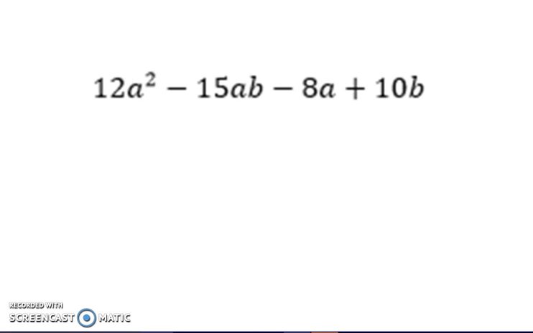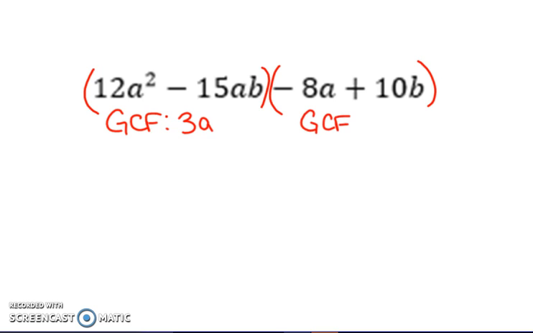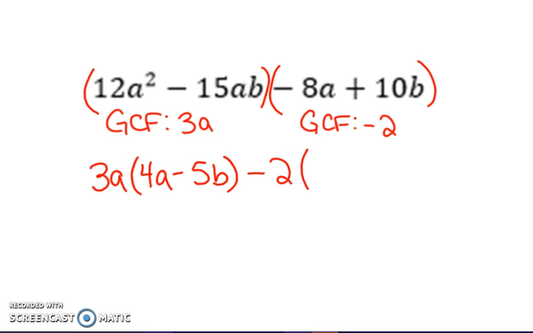Our last example, again, in this case we can't pull anything out from all of them, so we're going to factor by grouping. I'm going to group those together and group those together. Well, from my first set, I'm going to pull out a 3a, and from my second set, I'm actually going to pull out a negative 2. That way my first term can be positive. You could also pull out a positive 2, but I like to pull out the negative to keep my first term positive. If I pull out a 3a, now I'm left with 4a minus 5b. In this case, I pulled out a negative 2, so I'm going to subtract 2. I'm left with 4a minus b.